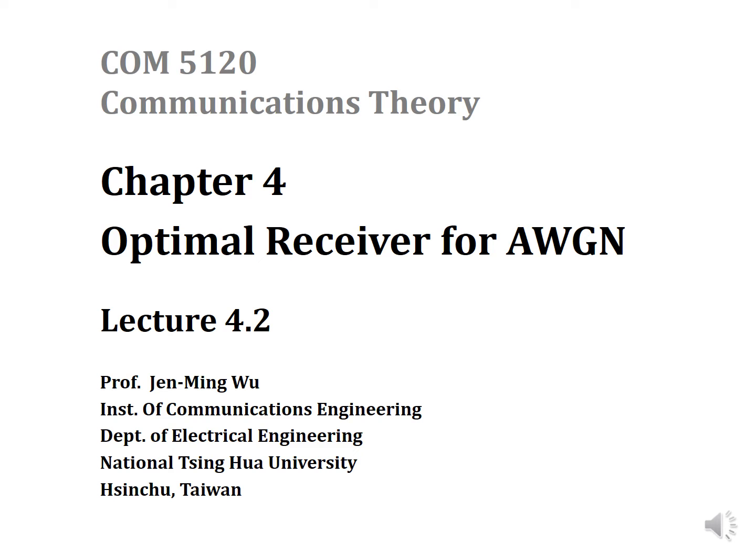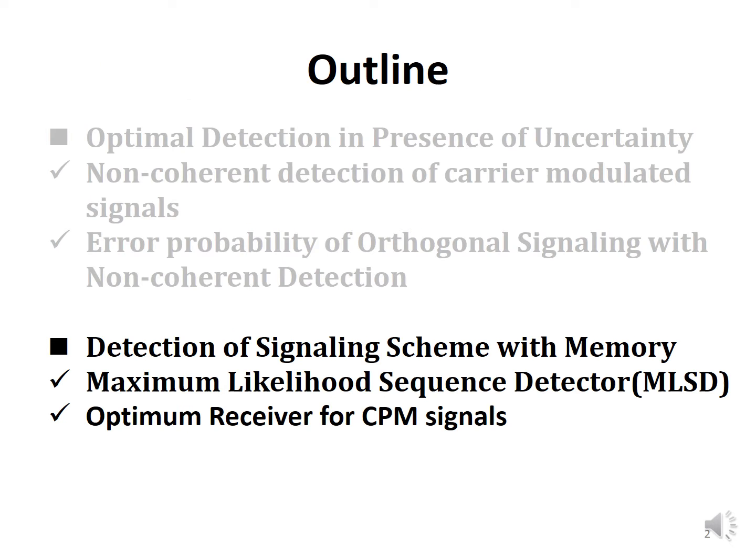Hi everyone. This is the second part of lecture 4 for the chapter on optimal receivers for the AWGN channel. The first part of this lecture was about optimal detection in the presence of uncertainty, and today the second part of the lecture is about the detection of signaling schemes with memory.